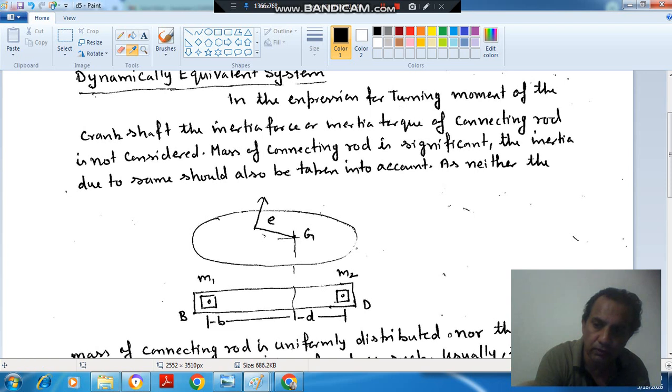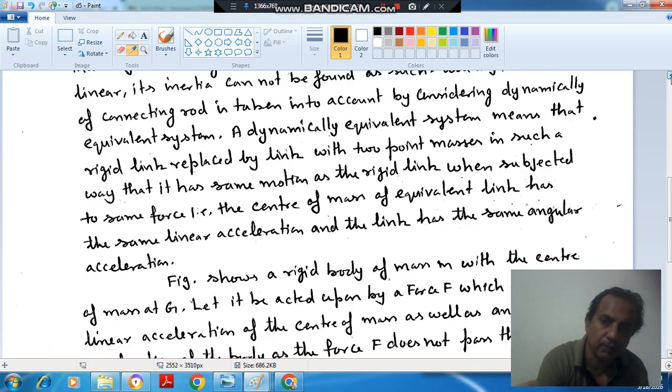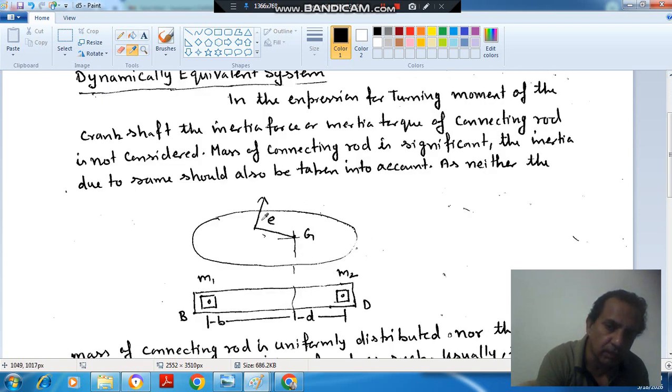It will also produce a torque. If torque is produced, then angular acceleration will be produced. That angular acceleration is called alpha. Then F into e is your I alpha, so alpha is F e by I, where I is the moment of inertia of the body about the axis perpendicular through CG. So the force applied here will cause acceleration as well as angular acceleration due to torque, because it is applied at a distance e from the center of gravity.